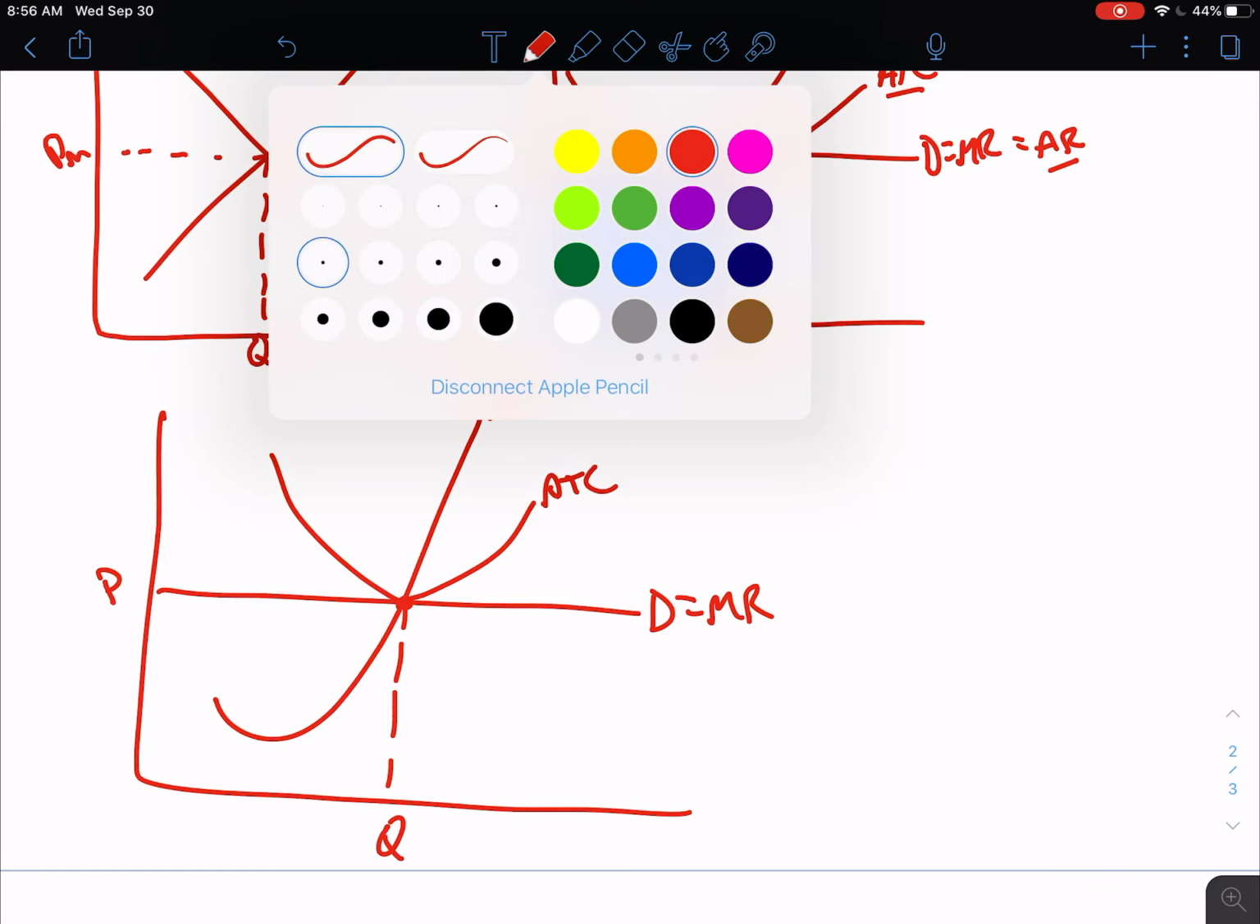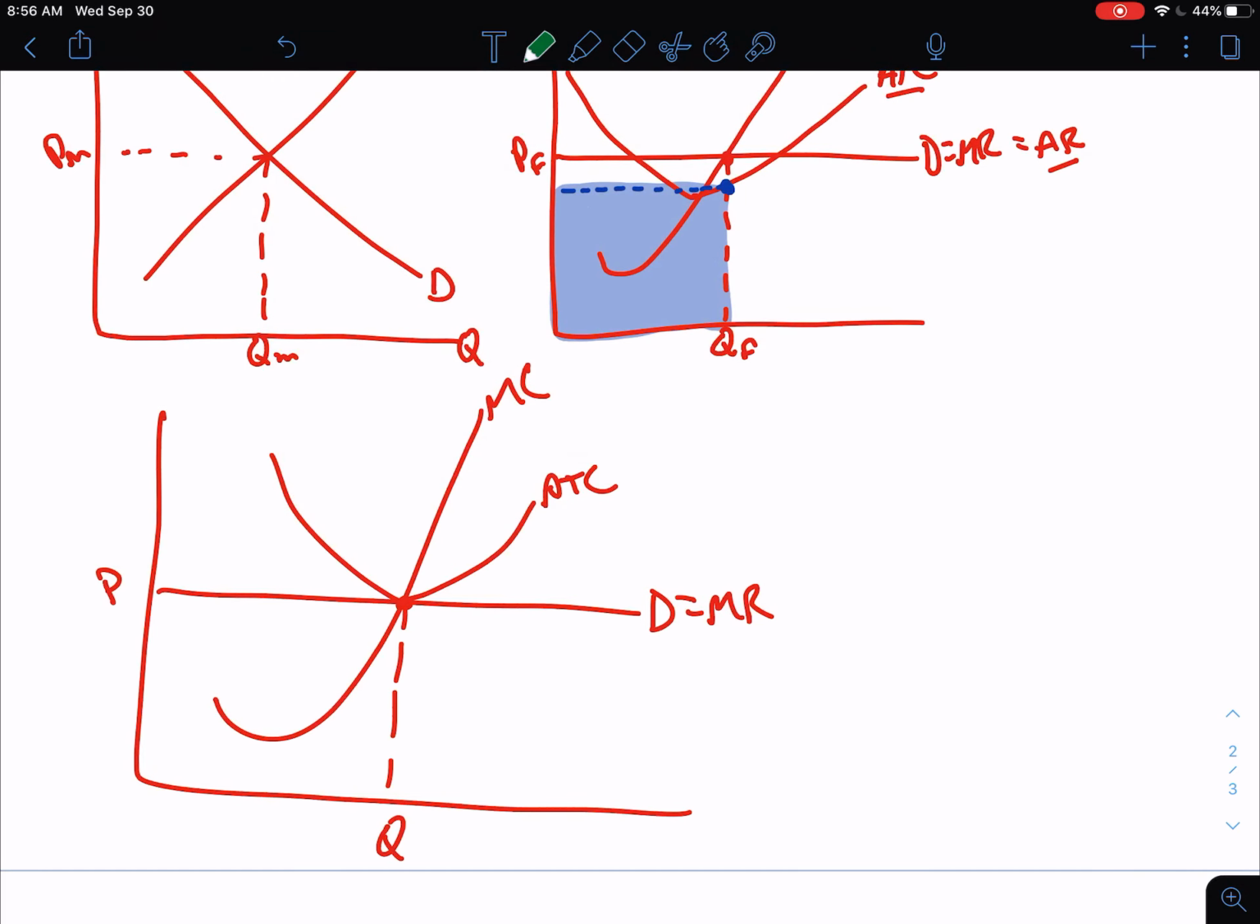Now, if a lump sum subsidy is given, then that just drops the average total cost curve down. But it doesn't change the cost of producing one more item. It's basically just cutting a check to everybody. So notice now the minimum of ATC is no longer at the intersection with marginal cost, because we have no change to marginal cost. Since there's no change to marginal cost, the intersection of marginal cost and marginal revenue is the same.